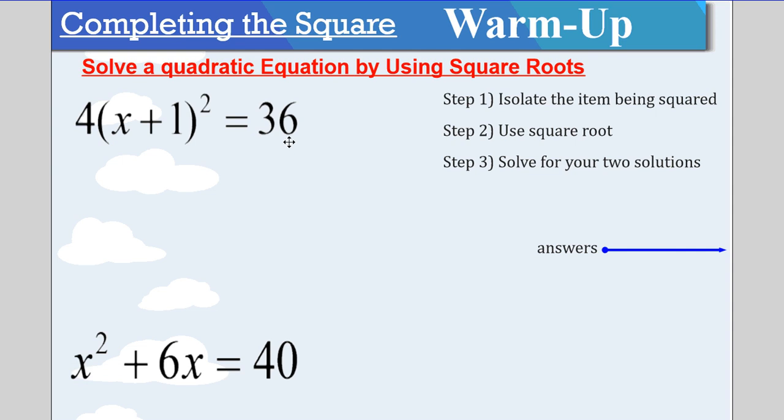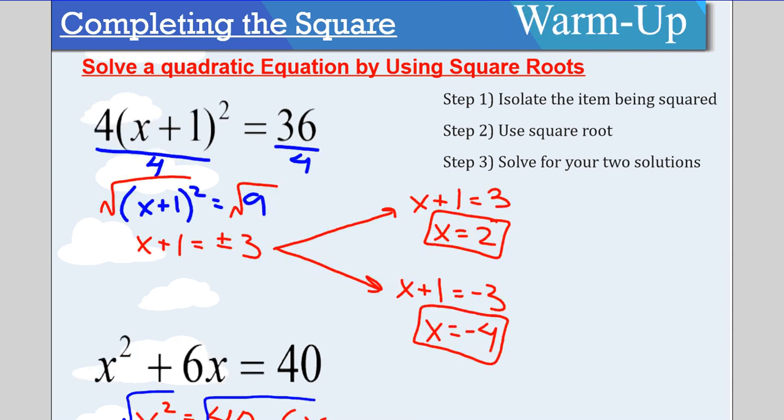So if you would please pause the video now and try these as kind of warm-up questions to lead us in and to jumpstart our discussion for what we're going to be looking at today. So the steps that we talked about in the last lesson were to get the squared item by itself, use the square root to undo the square, and then solve for your two solutions. Most of the time you get two solutions. So pause the video now, unpause it once you've had a chance to try and want to see what the answers are.